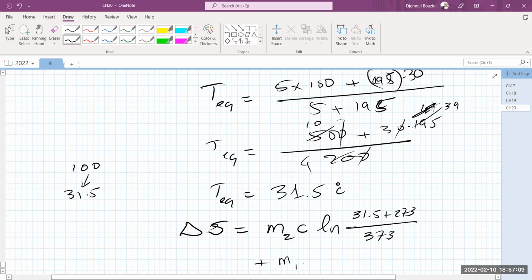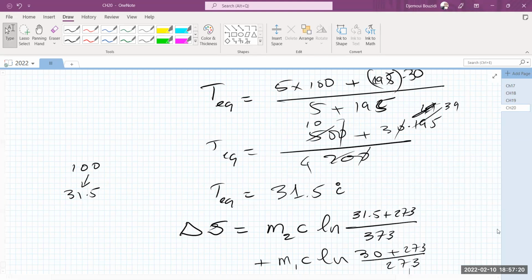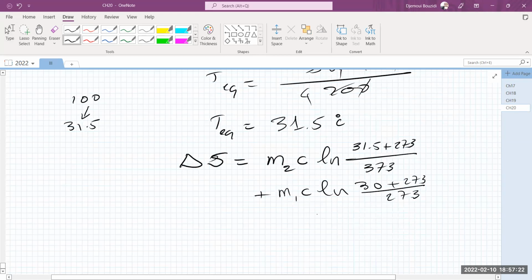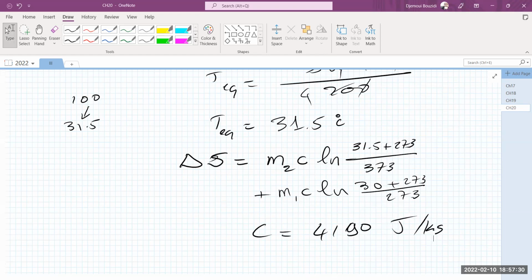Plus M1 C times ln of 30 plus 273 divided by 273. So let me do this calculation quickly. How much is the specific heat for the water? It's 4,190 joules per kilogram per Kelvin. Okay, so that we have the number correct in here. Okay, so let me try to do it quickly in here.